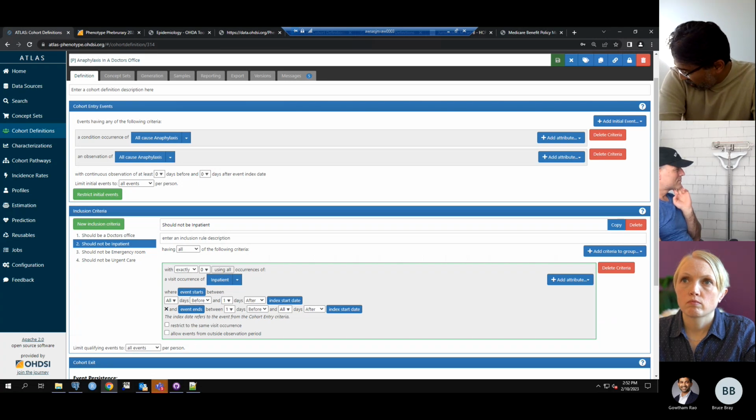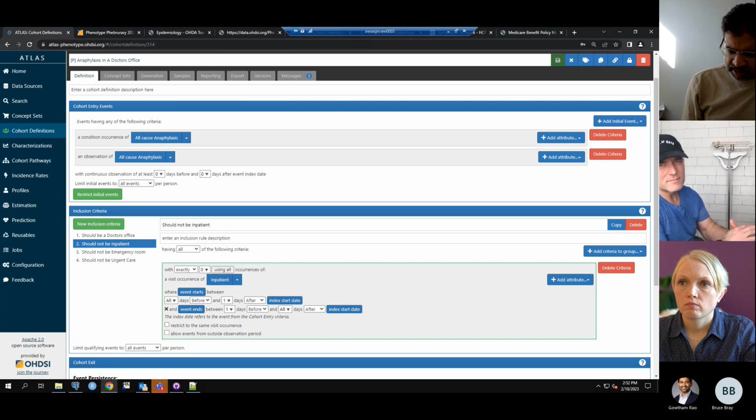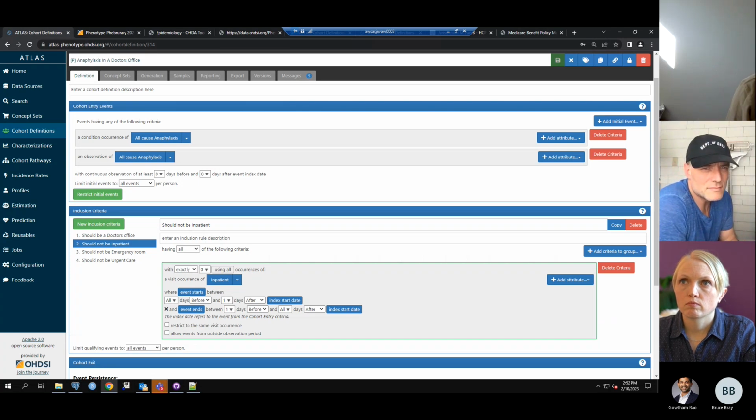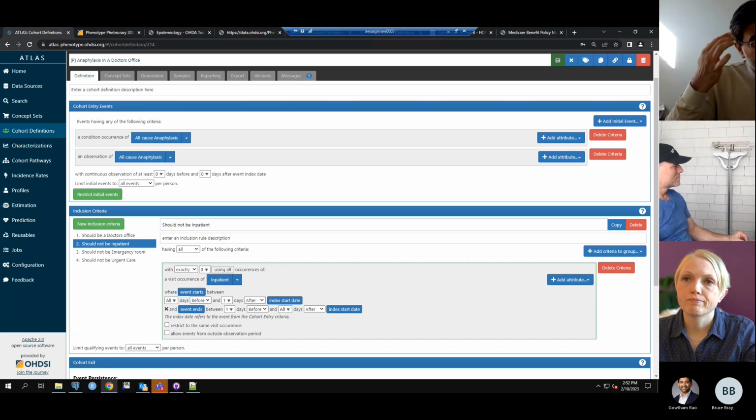But in terms of percentage, that is a big number, 80%. So it is unlikely that 80% of all anaphylaxis is observed in a non-inpatient, non-ER, non-urgent care setting. So that's the biggest insight here.